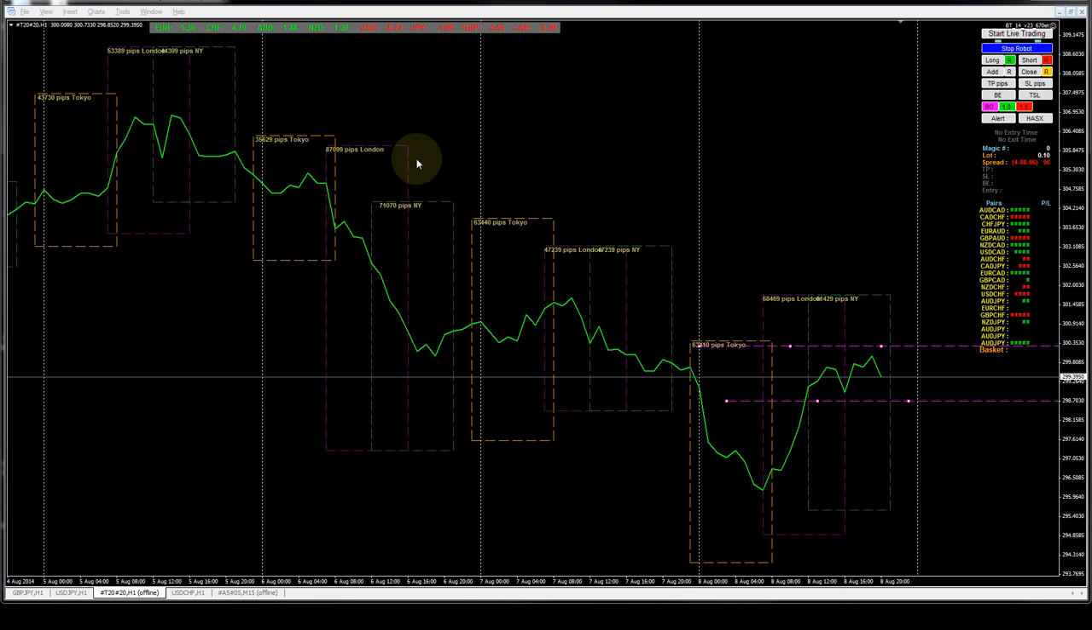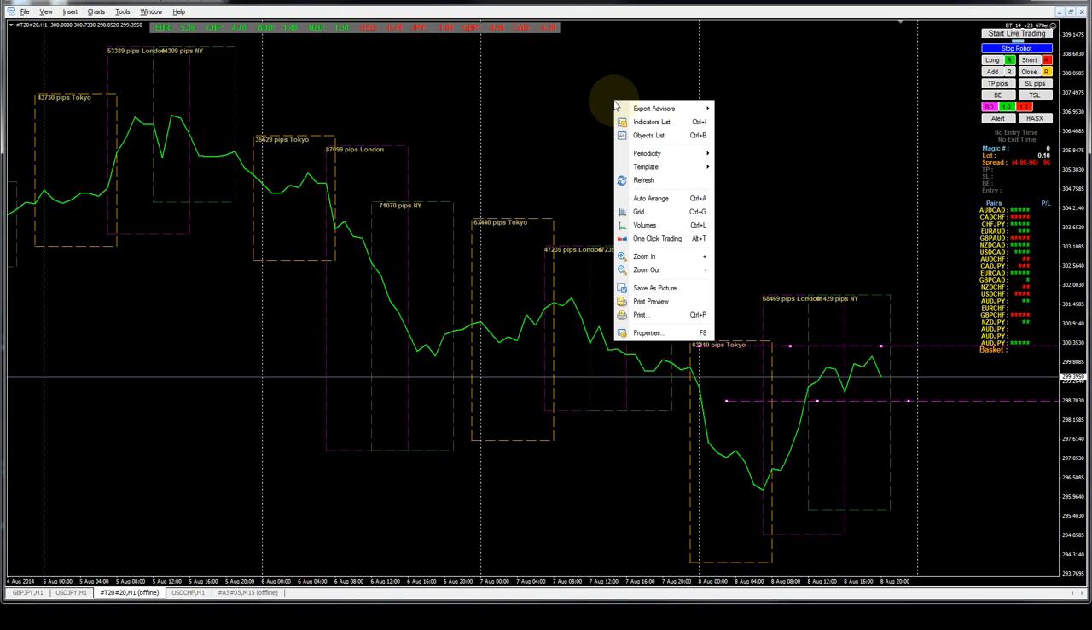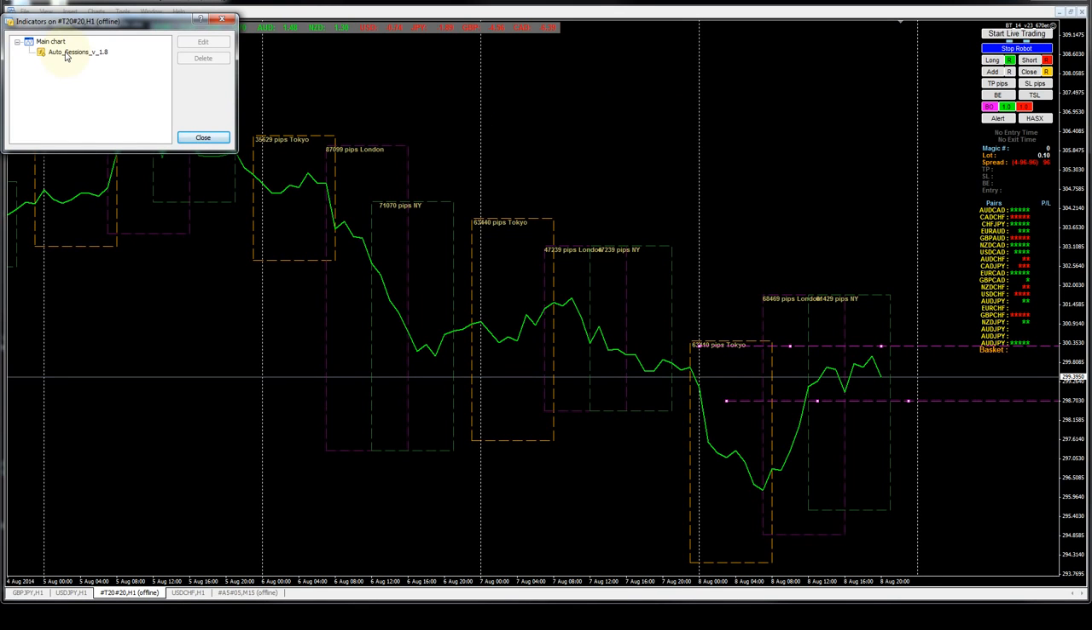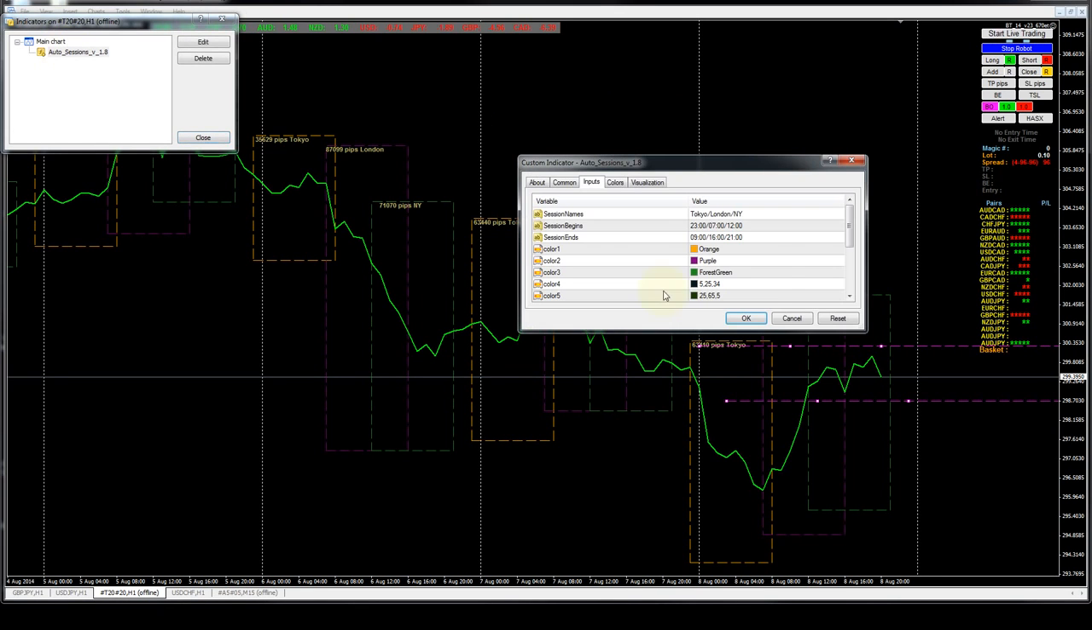Now one other thing I do a lot of times too, you see I got my trade sessions on here, which is just an indicator that you can find on the internet. It's called the auto sessions indicator. And you can see the time frames there. A lot of times what I'll do is I'll set my trade window up with this session indicator.